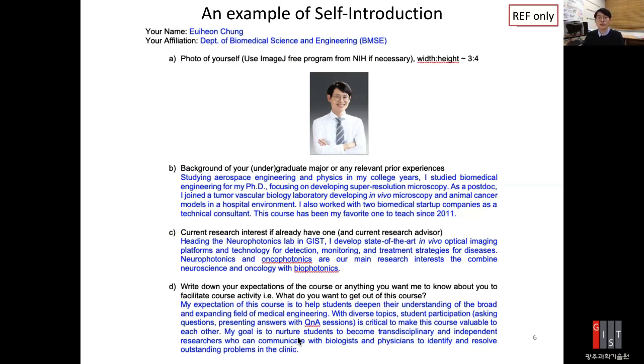My goal is to nurture you to become transdisciplinary, which is beyond each academic discipline. I want you to become an independent thinker and researcher who can communicate with biologists, physicians, and clinicians, to identify and resolve outstanding and unresolved problems in the clinic.